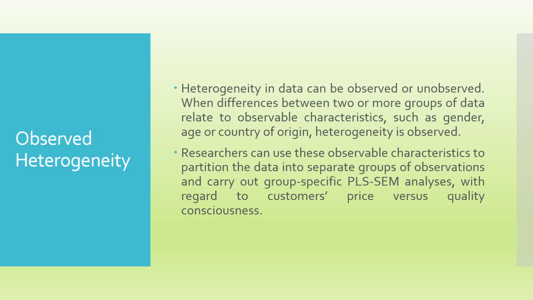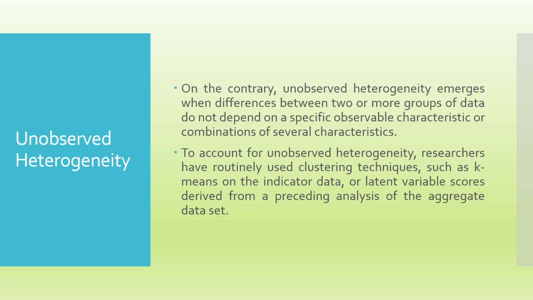The observed heterogeneity is one in which the researcher is aware that the model can differ according to observable characteristics such as gender, occupation, education. Or if we talk about any industry, it can be that the model may be different for a large scale industry or a small scale industry. But when we talk about unobserved heterogeneity, the researcher is completely unaware about the segmentation by which the model can differ in some groups. These groups are completely unknown to the researcher.